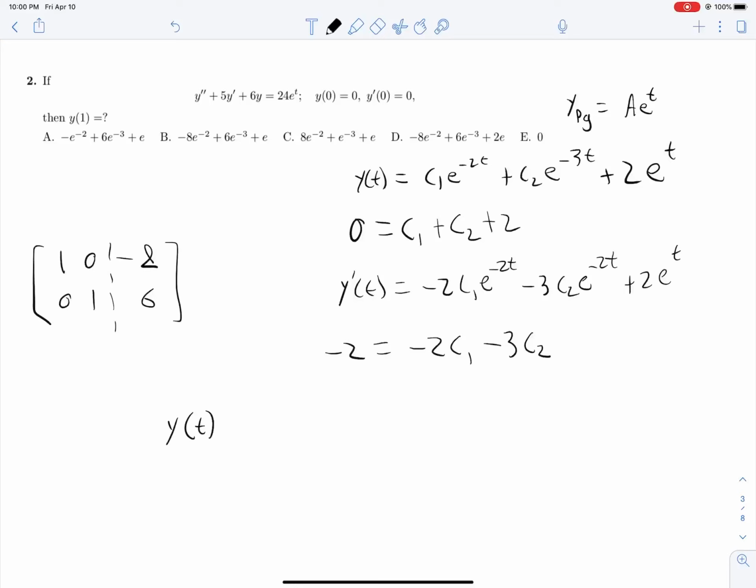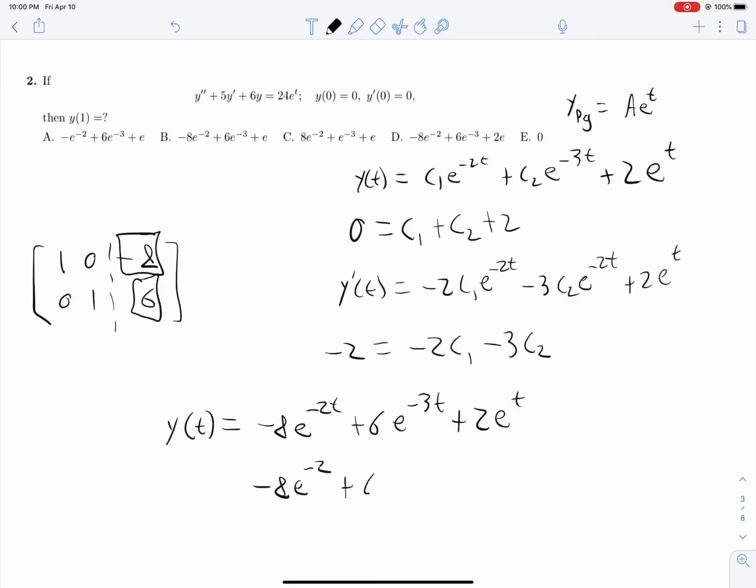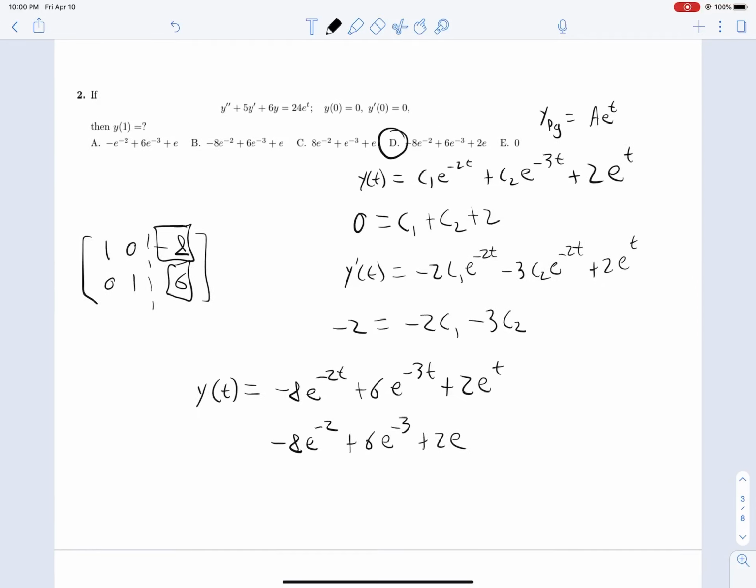We can say that y of t now is -8 e to the -2t plus 6 e to the -3t plus 2 e to the t. And so y of 1, which is what we're looking for, is -8 e to the -2 plus 6 e to the -3 plus 2e. And that is right there. Yeah, okay. Looks good to me.